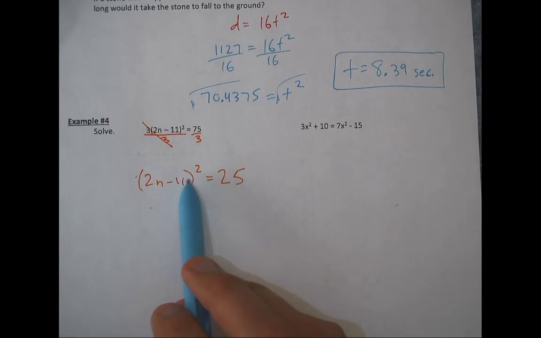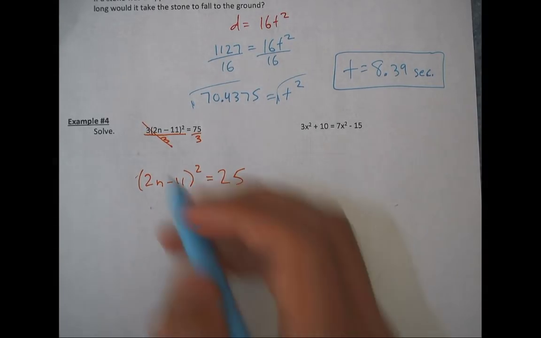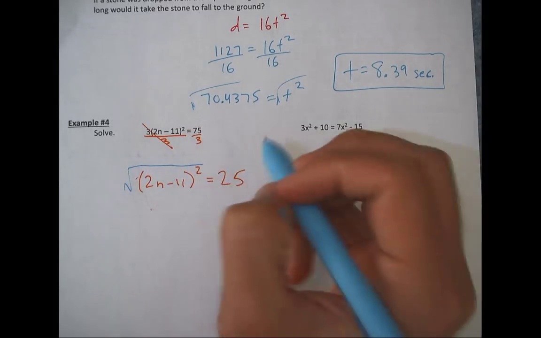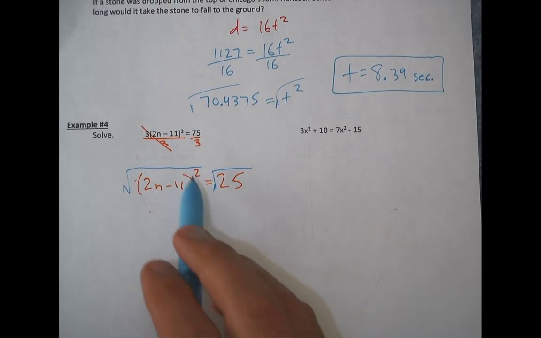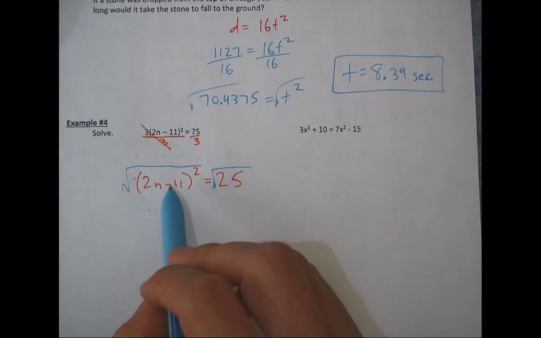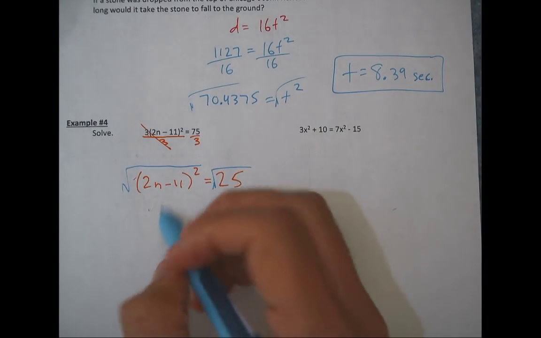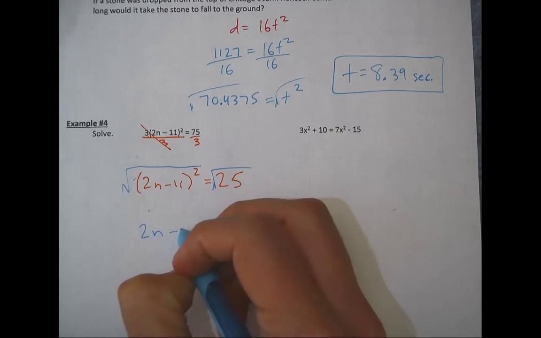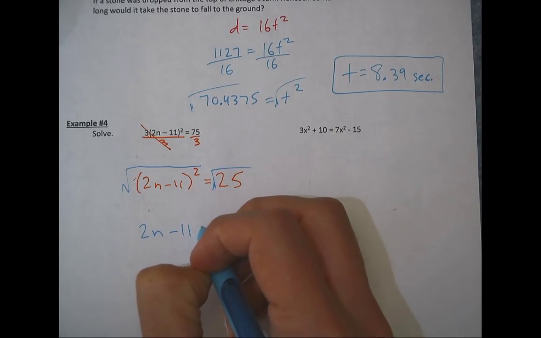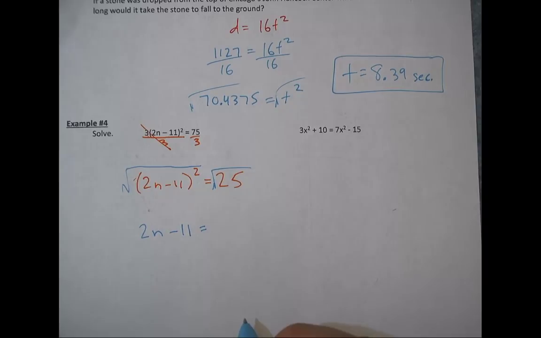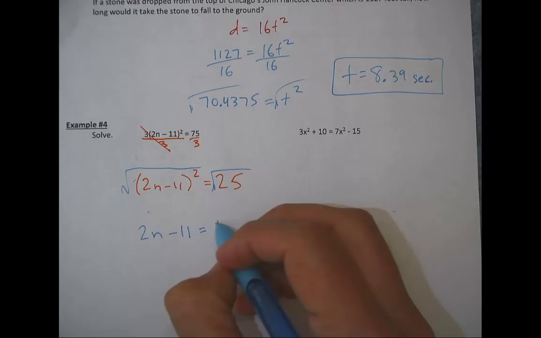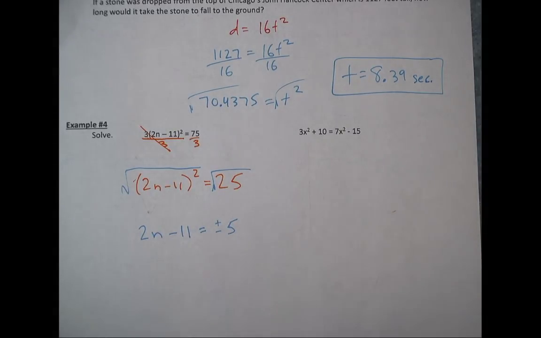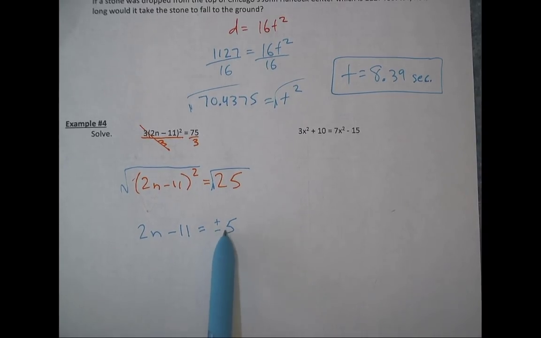But if I want to get rid of now a square, just like if this said x squared equals 25, how do I get rid of the squared? I take the square root, and the square root just knocks off the square. So now I'm left with just 2n minus 11 equals. Now, the square root of 25 has two possible answers, 5 or negative 5. And 2n minus 11 equals negative 5 is different than 2n minus 11 equals positive 5. So there's two possible answers here.